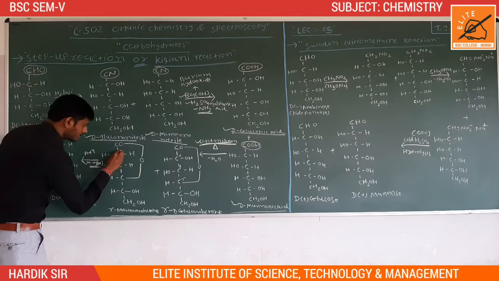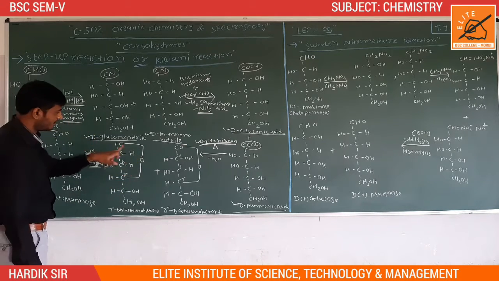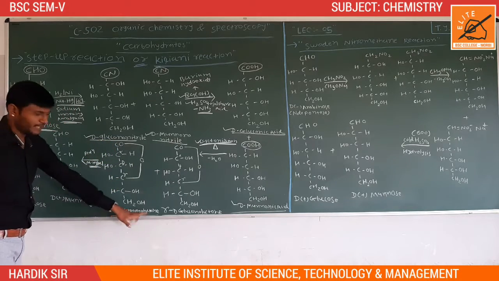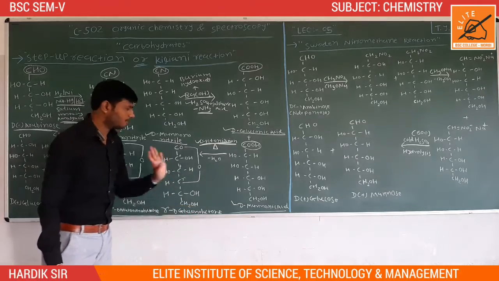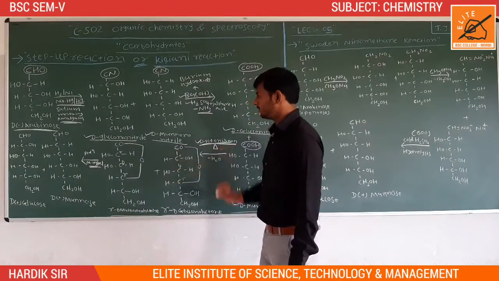Also, in the same way, this is the alpha carbon, this is the beta carbon, this is the gamma carbon. The oxygen is combined with our carbonyl group and gamma carbon. So this is the gamma-D-mannonolactone and gamma-D-gluconolactone, and this is our third intermediate product.